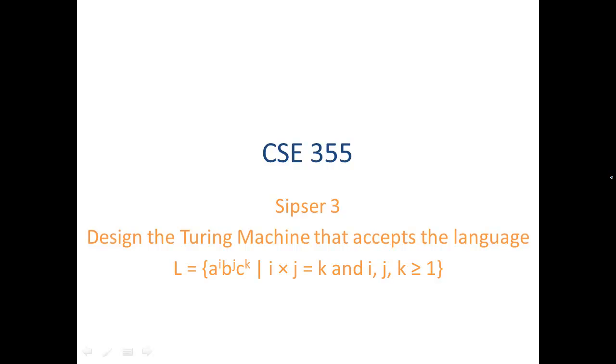In this video, we will design a Turing machine that accepts the language L, the set of strings a^i b^j c^k such that i times j equals k, and i, j, and k are greater than or equal to 1. Okay, so let's do an example string to make sure that we understand.